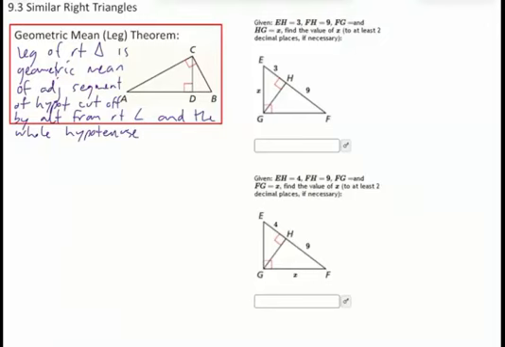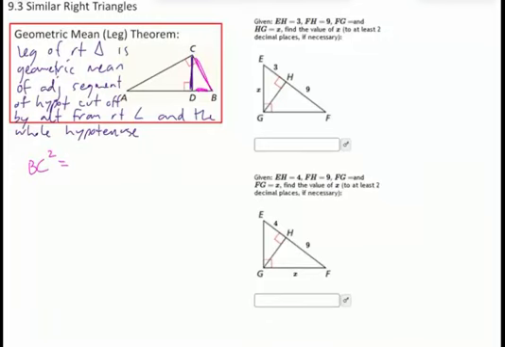Here, what this is saying is when you draw in this altitude and cut off the hypotenuse, either of the legs, whichever leg you're finding, so let's say we take this BC. BC squared is going to equal the product of the adjacent portion of that hypotenuse, which is BD, times the entire hypotenuse, AB.